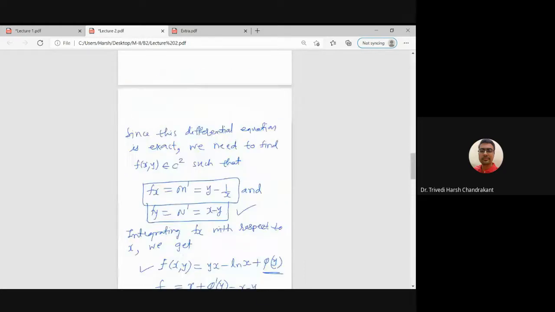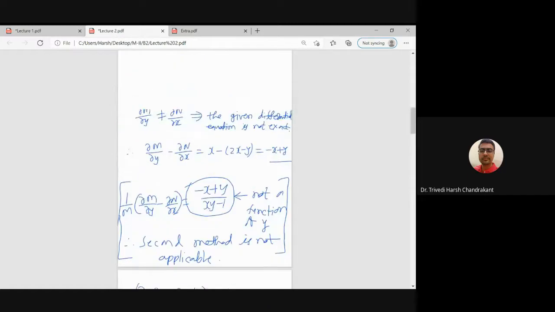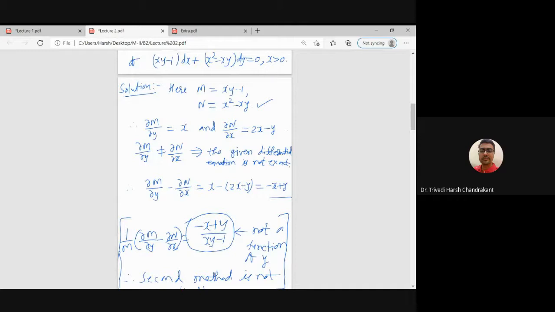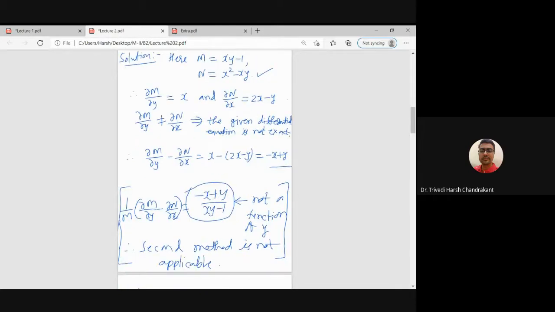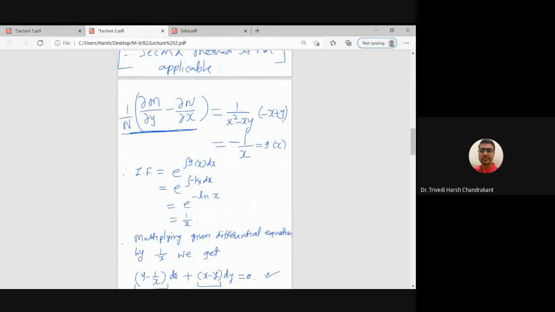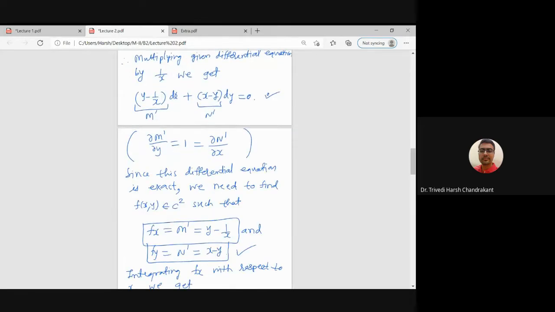So we have seen that in this example, this given differential equation is not exact. So therefore, we have gone for the next case, which is the integrating factor. In the integrating factor, the second method is not working, but the first method is working. And we found the integrating factor 1 upon x, and then we solved it.